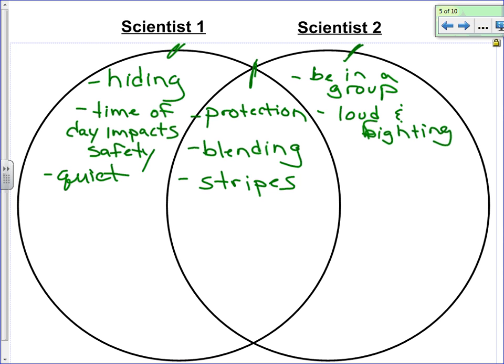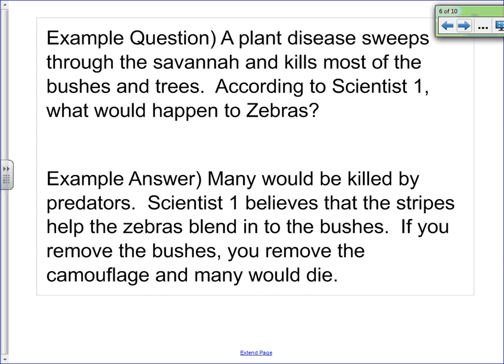All right, so what we want to do now that we have a list like this where we can start to separate the two scientists is see if we can use these to differentiate which scientists would talk about what. So an example version of an EMI603 question would look something like this. It'll give you new information and then ask you which scientist would agree with something or what a certain scientist's prediction would be. So in this case, a plant disease sweeps through the savanna and kills most of the brush and trees. According to scientist one, what would happen?